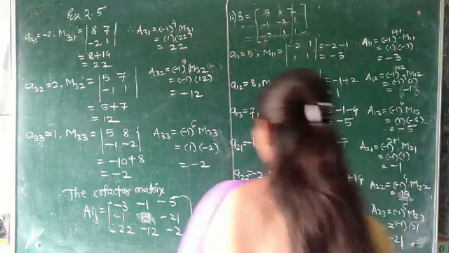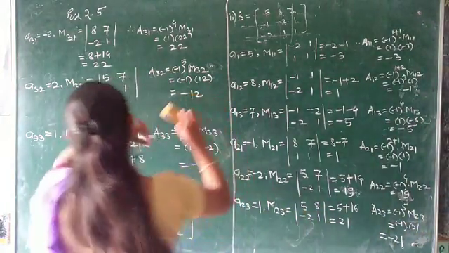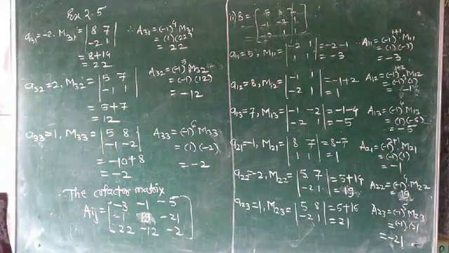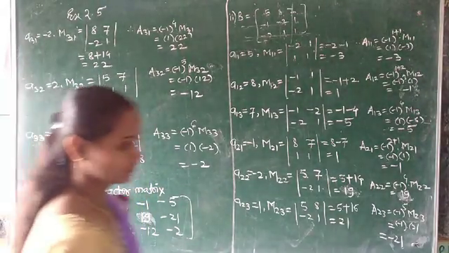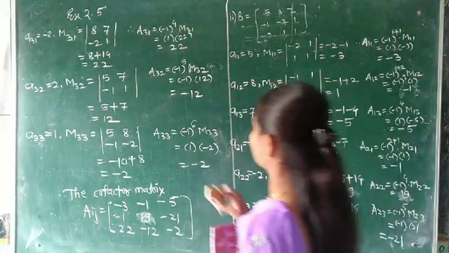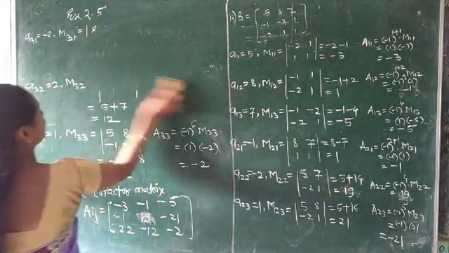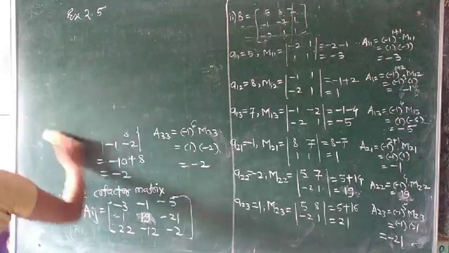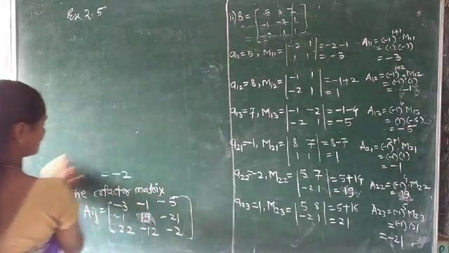Next, question number 4. See, signs are very important. Find the adjoint of the following matrices.